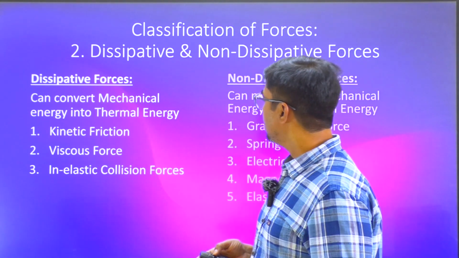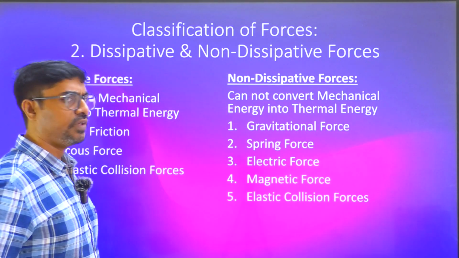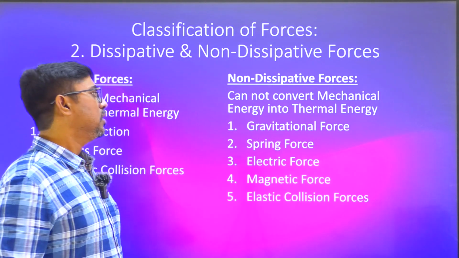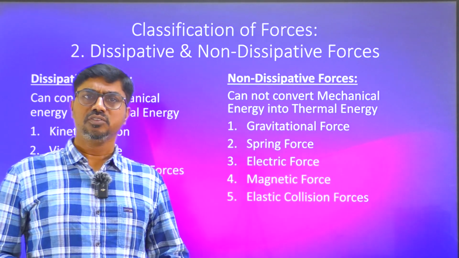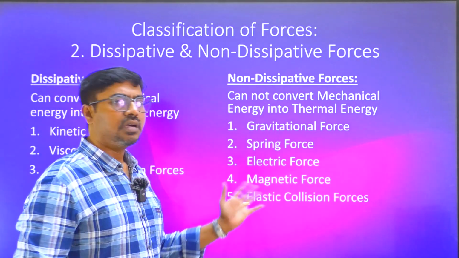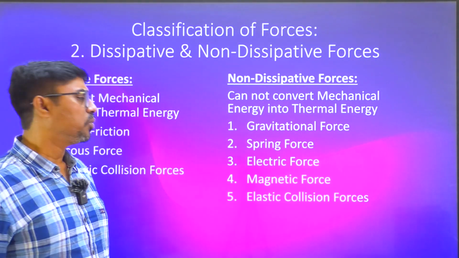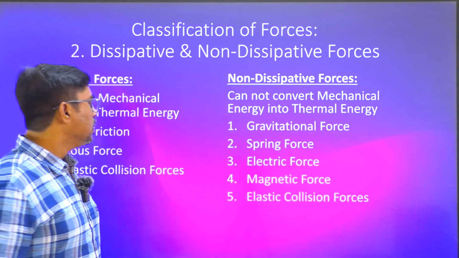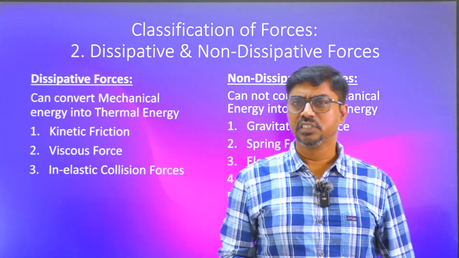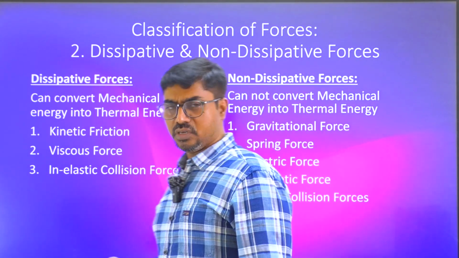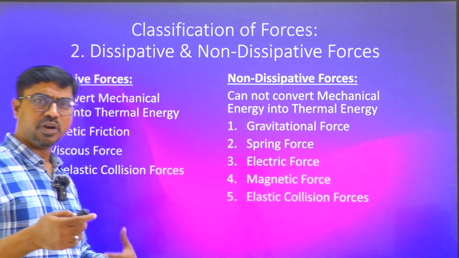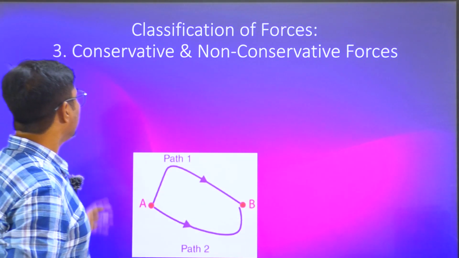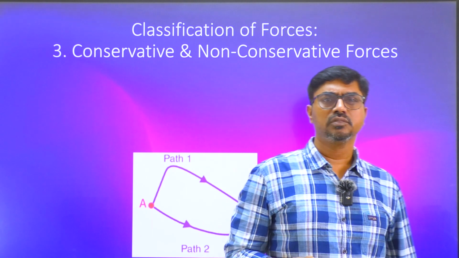heat being produced there. When you go to non-dissipative forces, where the heat cannot be produced, mechanical energy cannot be converted into other forms of energy. Maybe potential to kinetic is fine, but total mechanical energy seems to be conserved, or it cannot be converted into thermal energy when you are having non-dissipative forces. Example: gravitation, spring force, electric force, magnetic force, and elastic collision forces, which is an ideal model. Elastic collisions you would generally not see in daily life, but billiard ball collisions probably can be taken as approximately elastic collision.